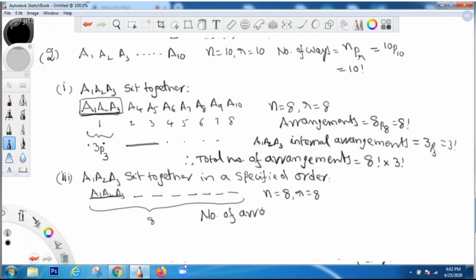Number of arrangements is equal to 8P8, which is 8 factorial. We should not interchange these three among themselves, because they are put in the condition that they should sit in a specified order. So these two are almost similar, whereas there, internal changes are considered as 3P3. Here we are not going to consider the internal changes.